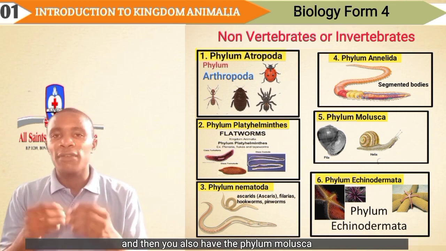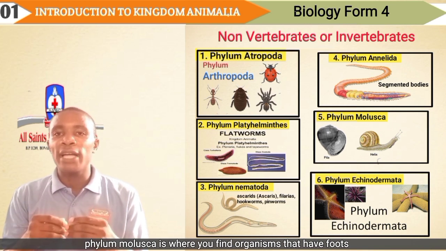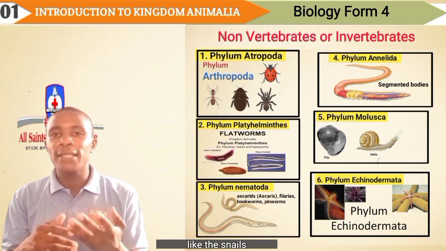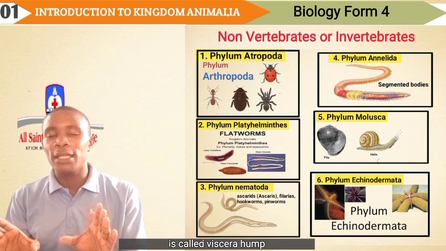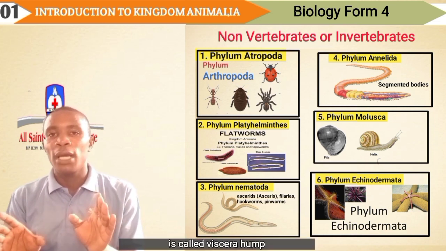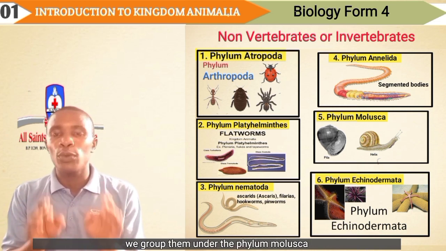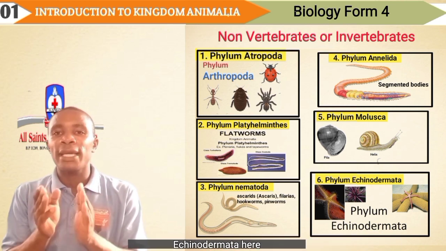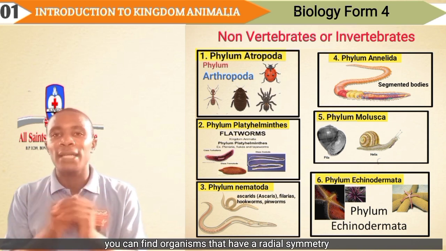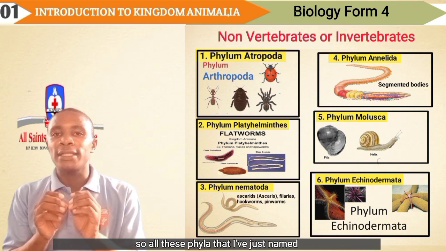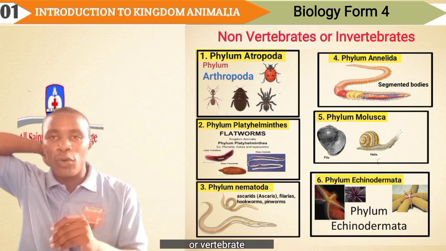Then you also have the phylum Mollusca, where you find organisms that have a foot, like the snails. That foot that the snails use to crawl is called the visceral hump, and any organism that has that kind of foot, we group them under the phylum Mollusca. Then you also have the phylum Echinodermata. Here you can find organisms that have radial symmetry. So all these phyla that I've just named represent organisms that do not have a backbone or vertebrae.